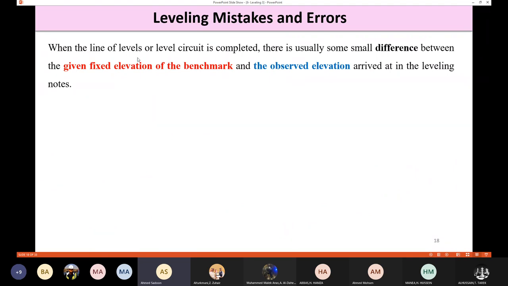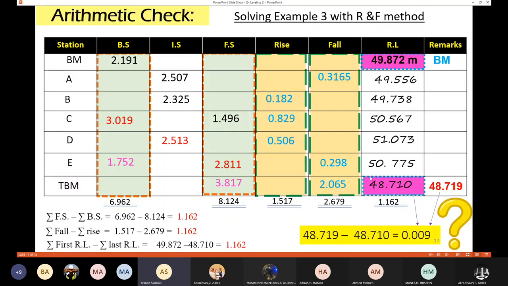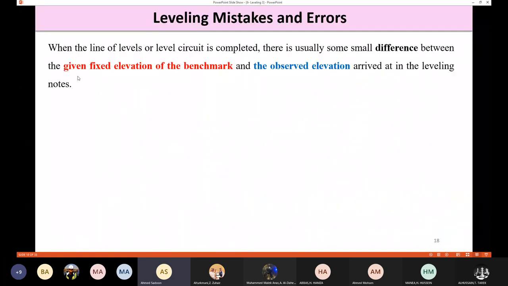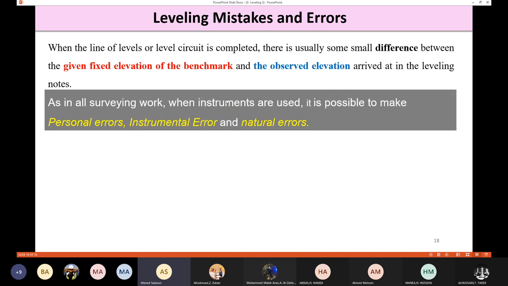When the line of levels or level circuit is completed, there is usually some small difference between the given fixed elevation of the benchmark and the observed benchmark. The observed elevation is the elevation that we have determined in the table here. This one we call the observed elevation, and here we call this the given fixed elevation. So we are going to have a difference between them.